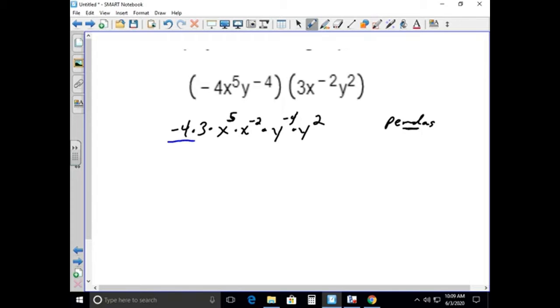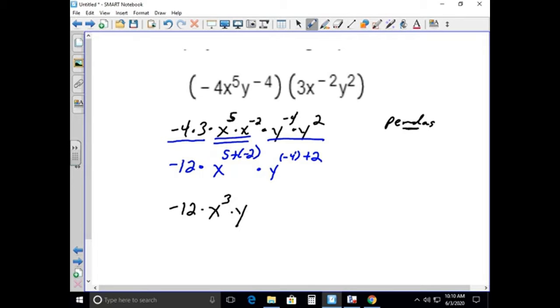I'm just going to go left to right, and I'm going to multiply those together. And then to combine those, we have the same base, so we can add the exponents. Those are multiplied, so I'm going to take the first exponent plus the second exponent. So we have a negative 12 out front. We have x to the 5 minus 2, which is 3. We have y to the negative 4 plus 2. Opposite signs, we subtract. Take the sign of the bigger number, or put it in your calculator.